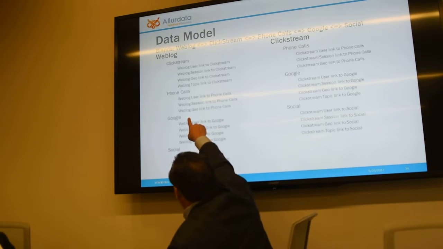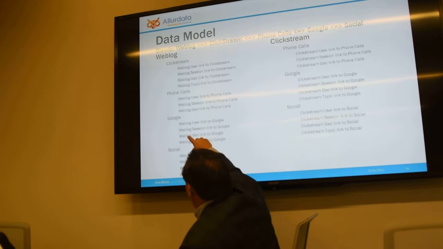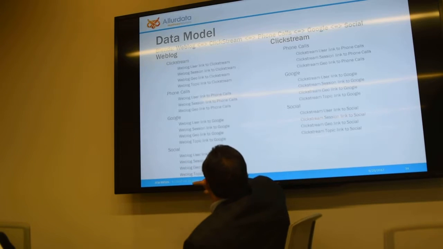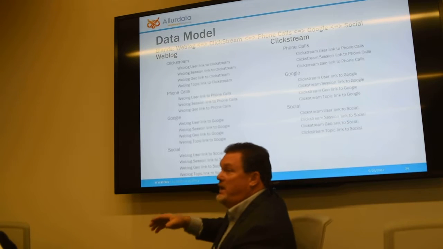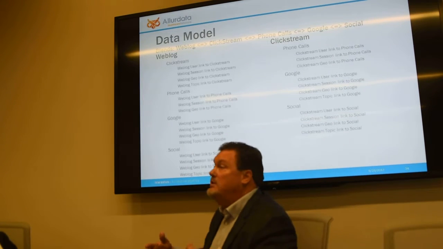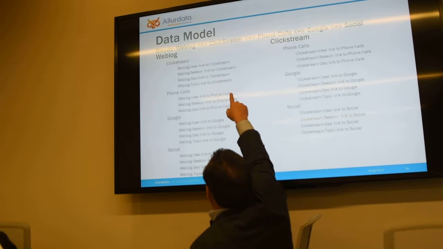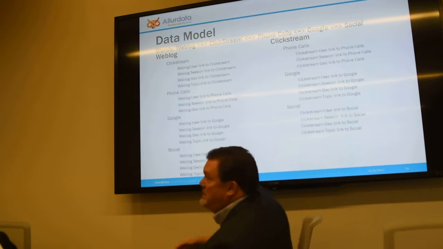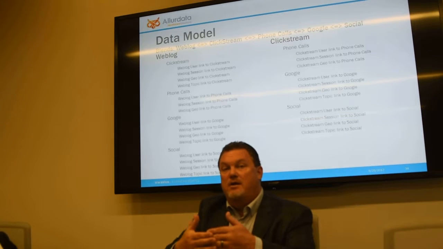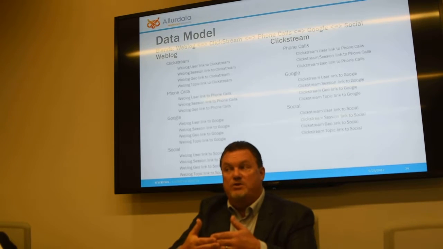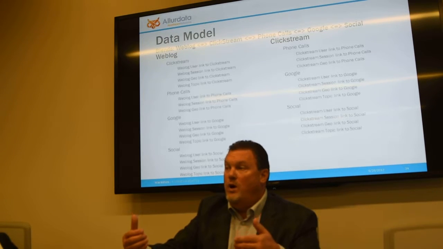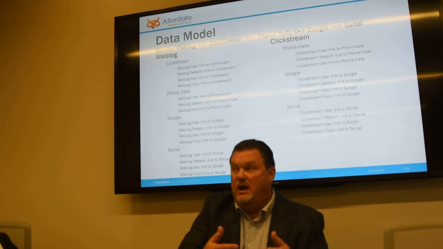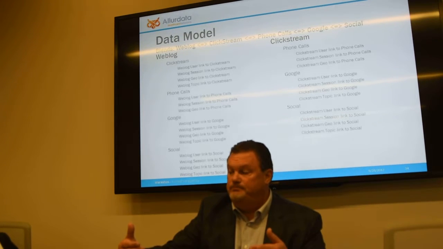Phone calls, how are we linking those to those weblogs? Google, how are we linking weblog data to Google Analytics, social analytics, phone calls, etc. The key here is the algorithm at the top. How are we creating what's called attribution between weblogs, Clickstream, phone calls, Google, and social to create a single model that represents your business, represents your customers, represents their customers, and helps you to understand where you're really achieving results and where you have real opportunity for improvement.